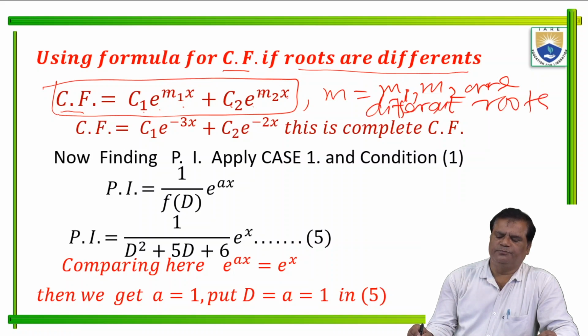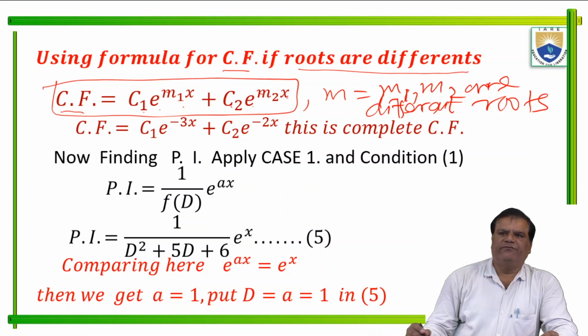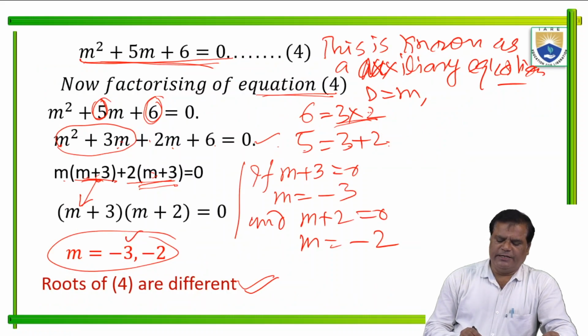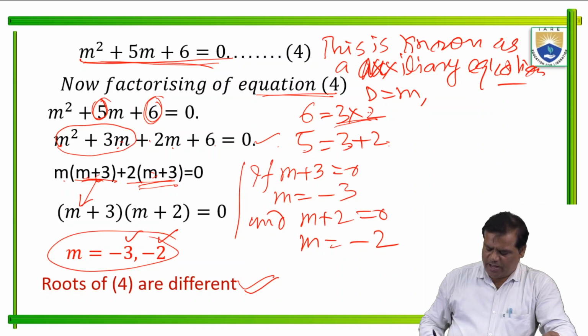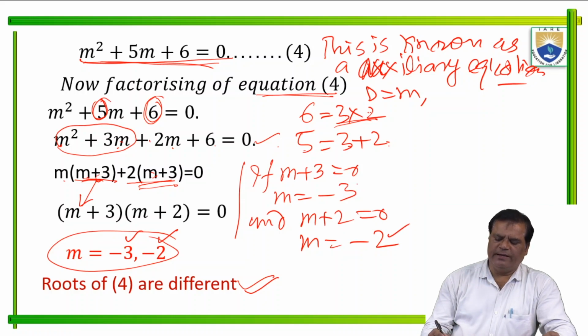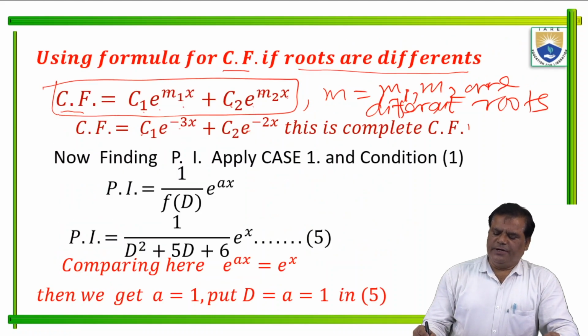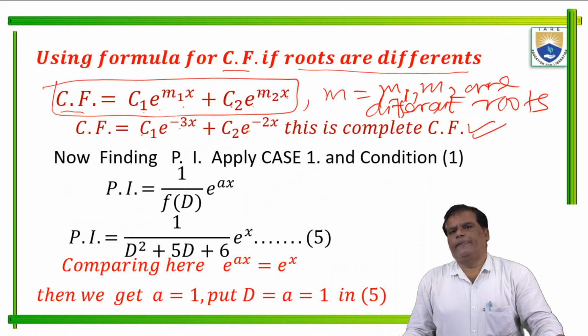Different roots. m1 and m2 are different roots. So CF equals C1, now putting the values of m1 and m2: C1 e to the power minus 3x plus C2 e to the power minus 2x. Minus 3 and minus 2 are the roots, so I am putting m equal to minus 2 and m equal to minus 3. This is m1, this is m2. This is the complete CF of equation 4.